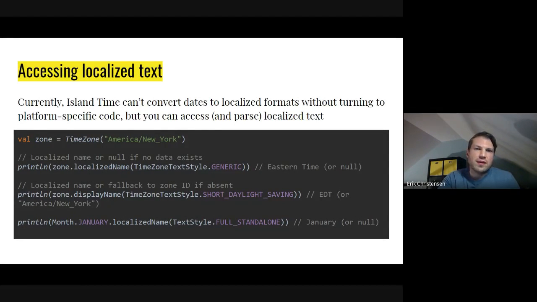Currently, Island Time can't convert dates to localized formats without turning to platform-specific code like I was showing a few slides ago. But you can access and parse, if you want to, localized text. So I can call a localized name function on the time zone, month, day of week, and be able to get whatever that text is in whatever format I'd like. There's also a display name function on all of these that has a fallback to something else if the text can't be found, because there's no guarantee that text in a certain format will actually be available on a certain platform.